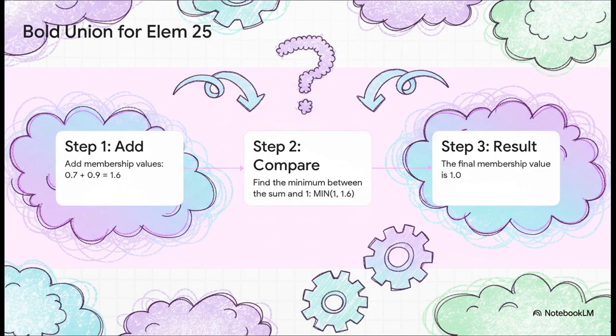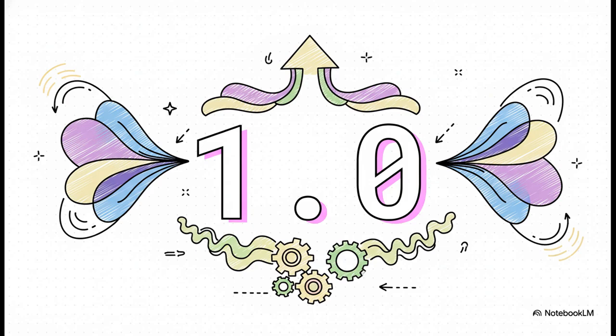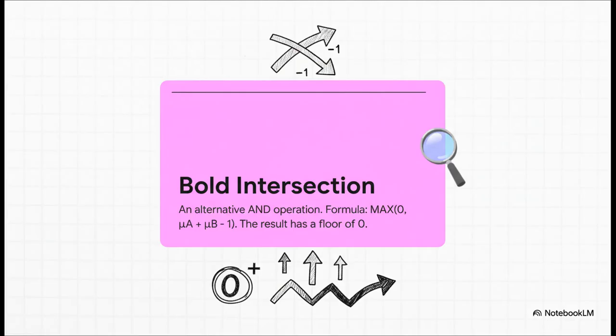Let's walk through this with element 25. It has values of 0.7 and 0.9. So first, we add them up to get 1.6. But remember, our result can't be more than 1. So we take the minimum of 1 and that 1.6. And there it is. The final membership value is just 1.0. This operation aggressively combines the memberships, sure, but it never ever breaks that fundamental 0 to 1 rule of fuzzy logic.